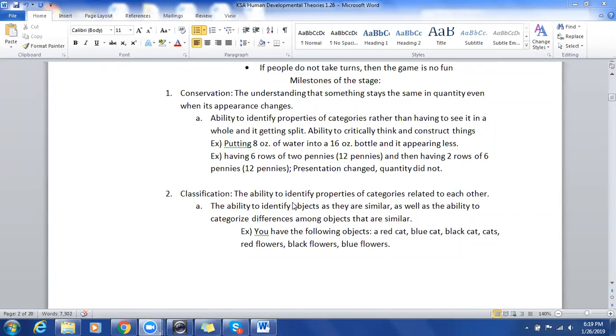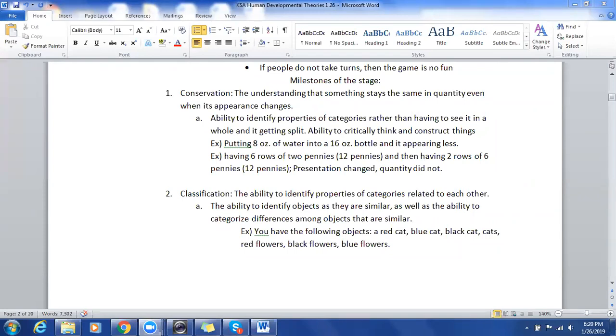The other one is classification. If you think of the word class, it's like category, like different subjects. That is exactly what we're doing here: the ability to identify different properties or categories related to each other, like the ability to identify similarities as well as the ability to tell differences amongst different objects.